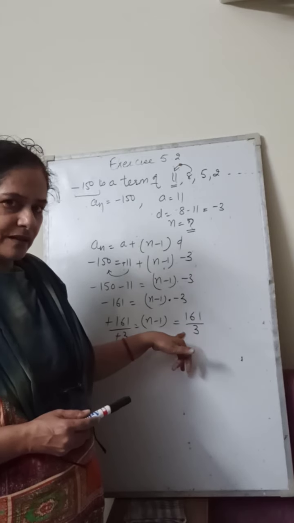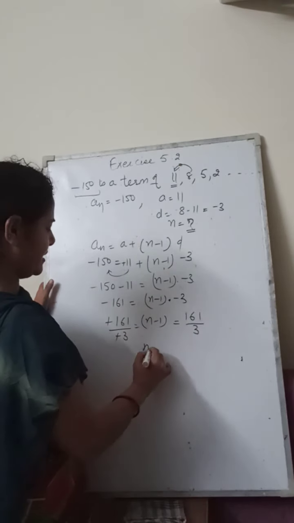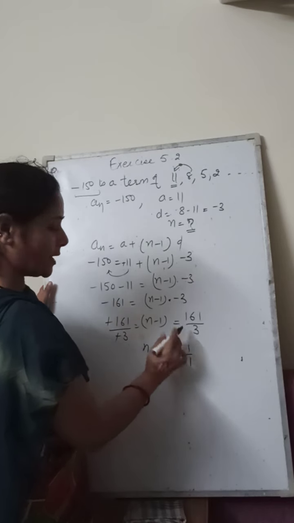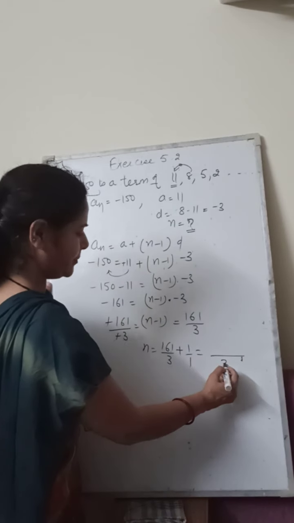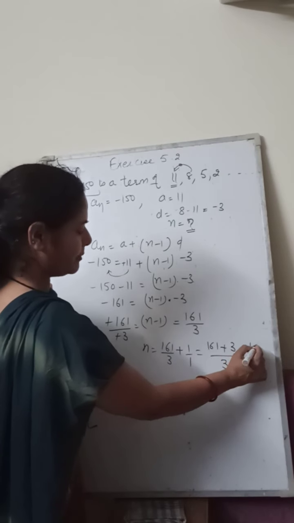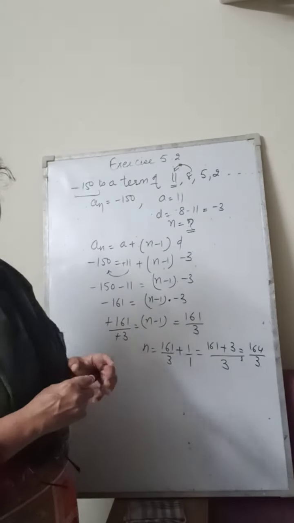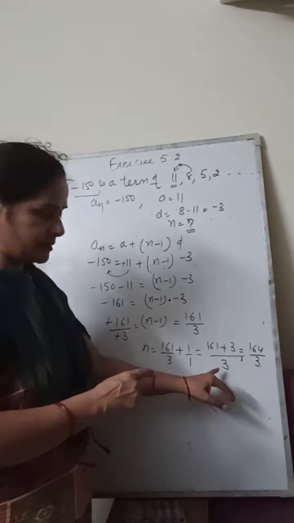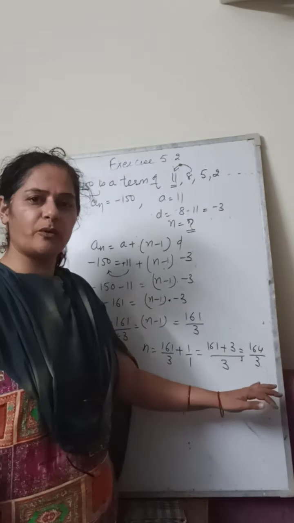We need to find n. So what will be n? N will be 161 by 3 plus 1, it will go to that side and become plus, right? LCM will be 3, 161 plus 3 comes out to be 164 upon 3. Now the typical thing which I wanted to tell you here is at this point only. You have got n is equal to 164 upon 3.